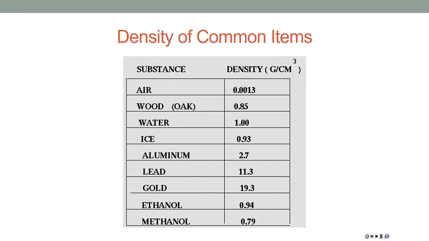So, what would the volume be? We want to solve for volume. So volume is going to be equal to mass divided by density. Here, that is 50 grams divided by the density of aluminum, which is 2.7 grams per milliliter.